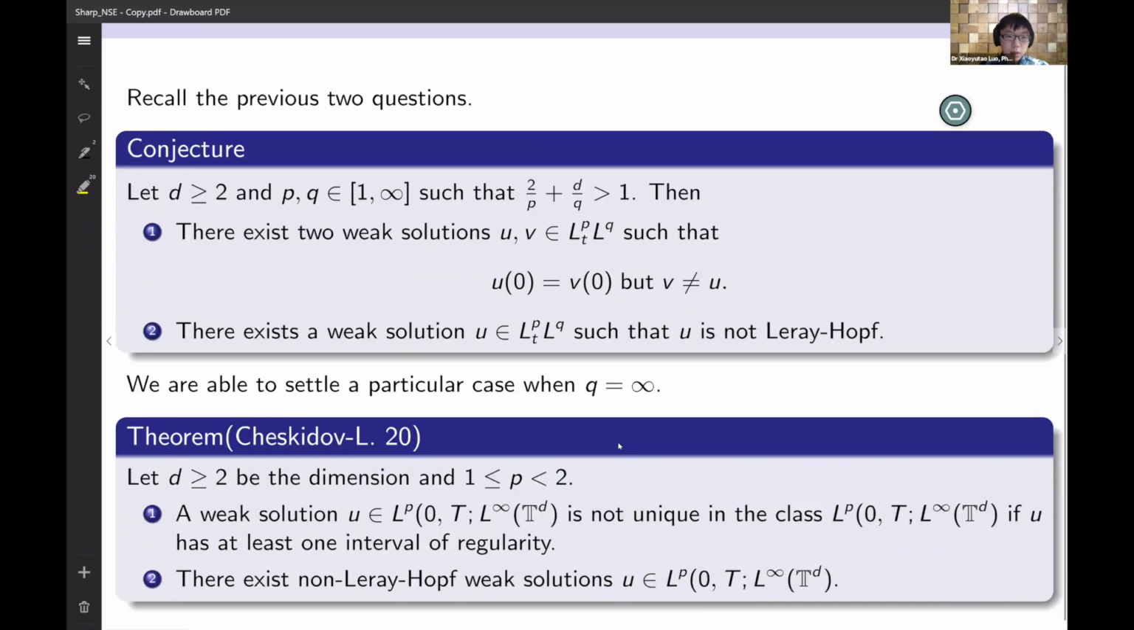And with Alexei, we are able to solve this in a particular case when Q is infinity. So for all dimension 2 and above, and you take your P as close to 2 as you want, then if you have a weak solution in this class, in particular, you can use a classical smooth solution, because this requires 1 interval of regularity. So you can take a classical solution, and then I can cook up another solution in this class so that these 2 solutions share the same initial data. So this in particular implies the non-uniqueness in this LP-L infinity class. And because this construction destroys the energy balance law, in particular, this implies the existence of non-Leray-Hopf weak solution in the same class, LP-L infinity.